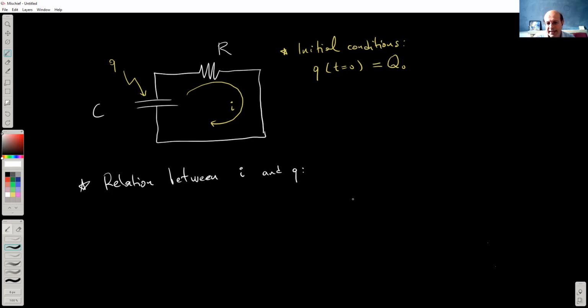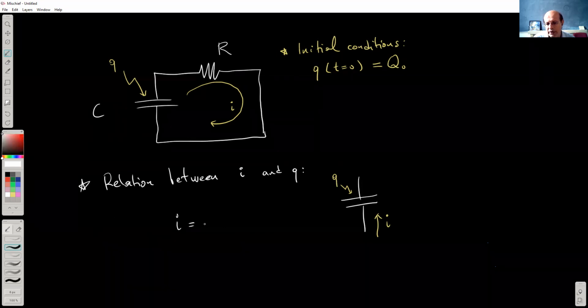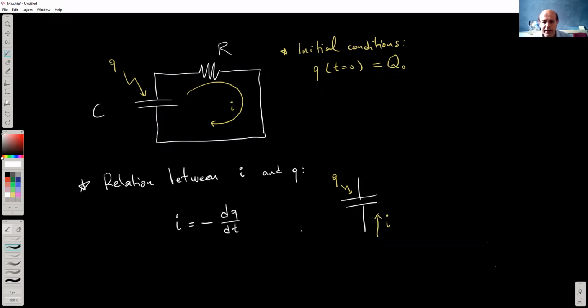How do we find this? The picture is very simple, right? I'm going to show it like this. Again, it's the same picture, but I'm isolating this part, right? So this current I is flowing towards the negative plate, or if you want, it is flowing away from the positive plate, okay? And so therefore, the current is equal to minus dq over dt, all right?